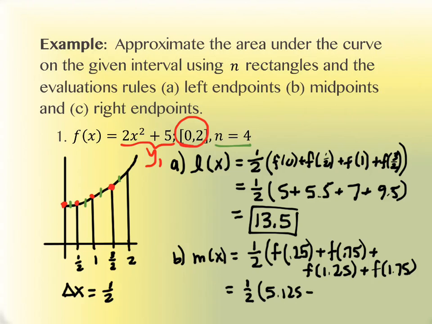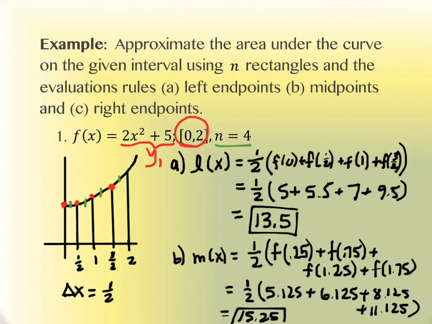5.125, 6.125, 8.125, and 11.125. Now if you add those together and then multiply them by that 1/2, you end up getting 15.25.